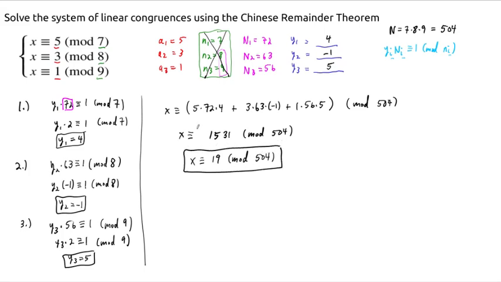And then it's pretty easy to check that 19 has a remainder of 5 when divided by 7. Check, that's good. 19 has a remainder of 3 when divided by 8. Check, that's good. And 19 has a remainder of 1 when divided by 9. So this checks out, and it was obtained by using the Chinese remainder theorem.